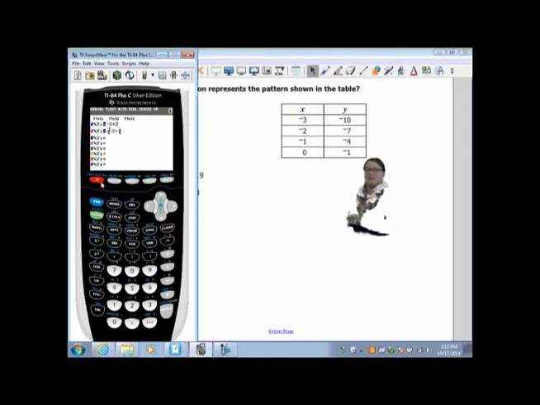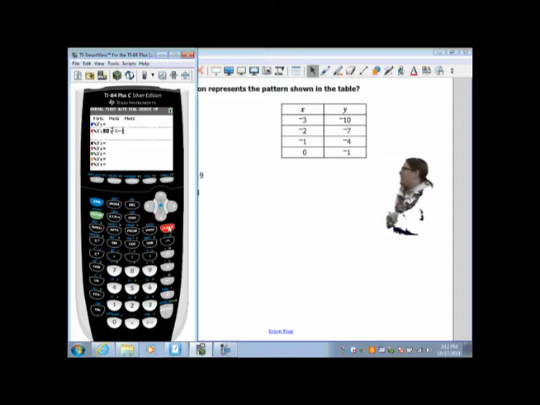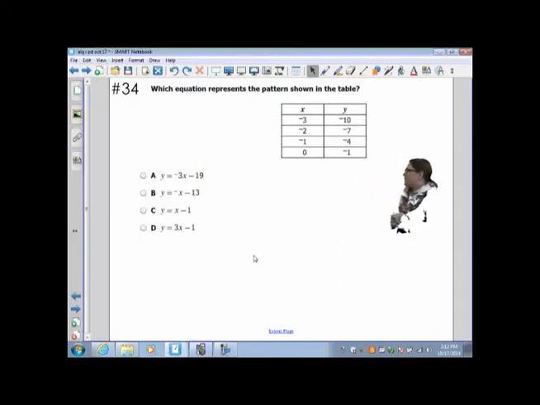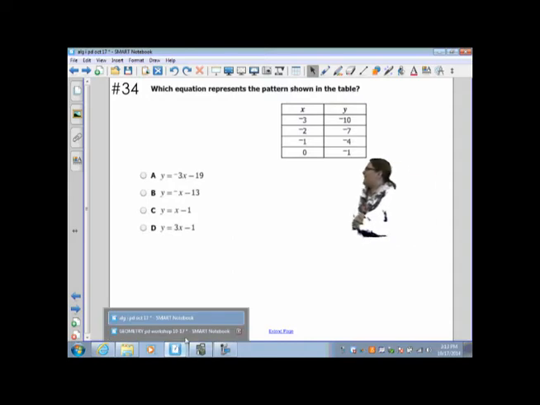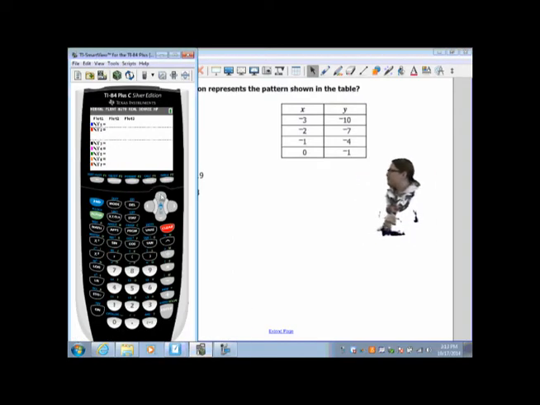So we're going to try answer choice A. So we're going to type in answer choice A into our calculator. So into y equals, we're going to type in negative 3x minus 19.